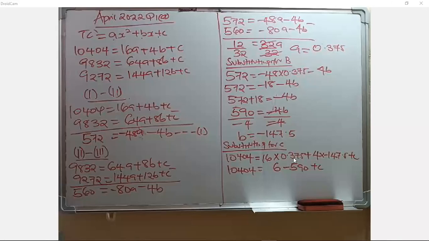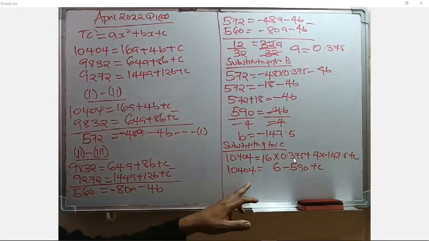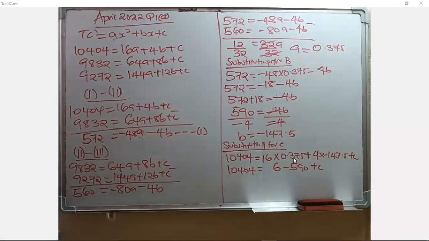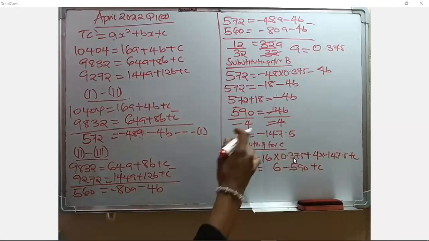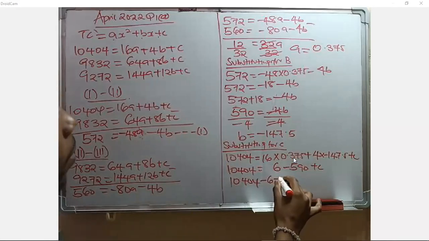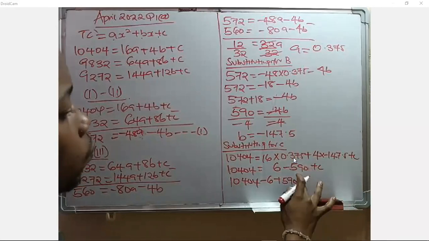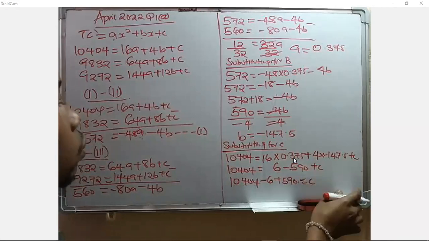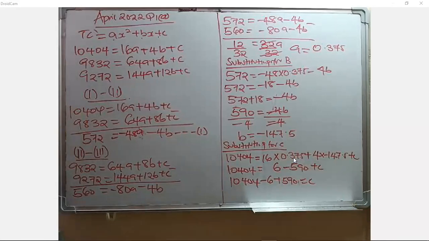So, substituting for C, you take the first equation where we are taking 10,404, and we already have the values of A and B. We just need to substitute them into this equation. If you take these values to the other side, it will be 10,404 minus 6 plus 590 should be equal to C, right? Take your calculator, do this, and then give me the summation.